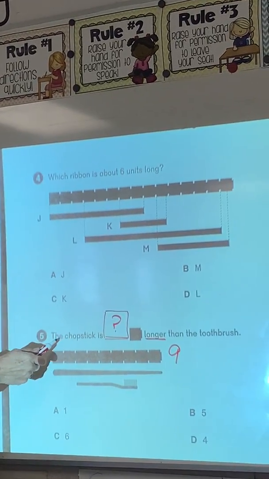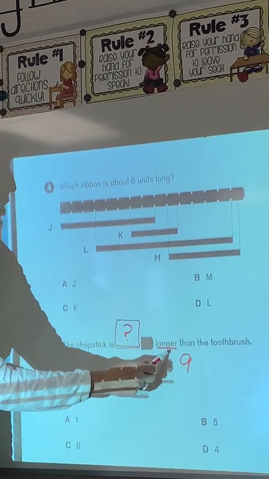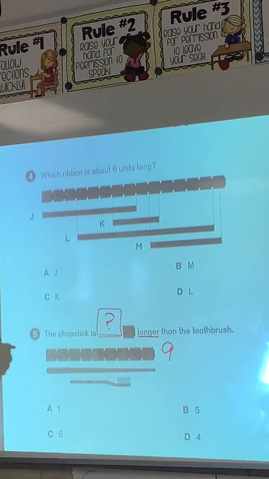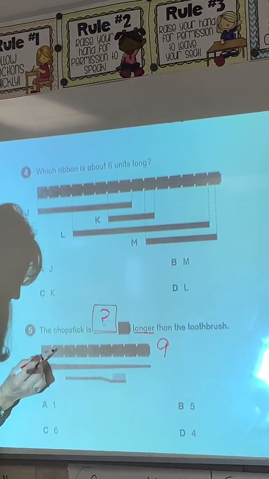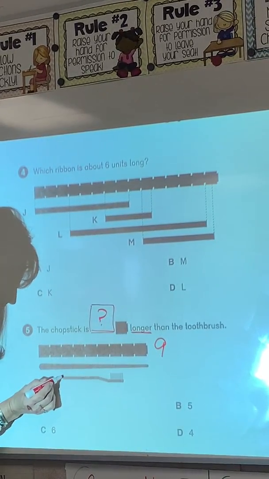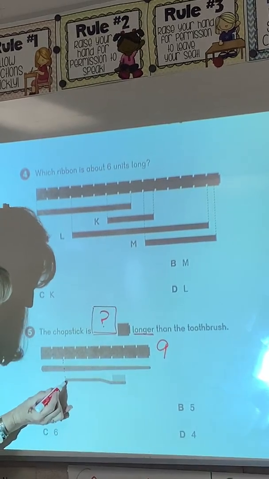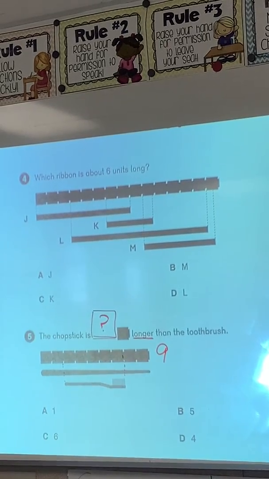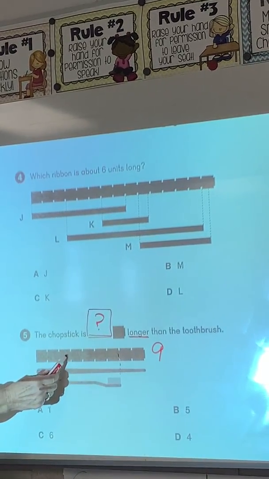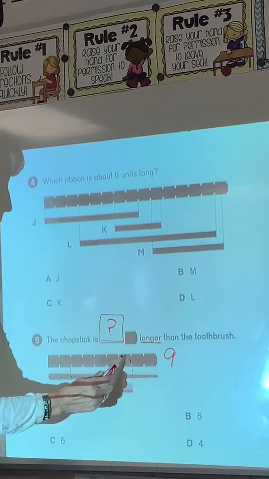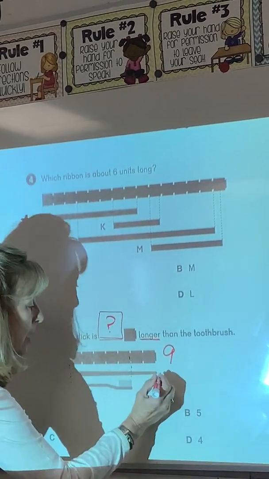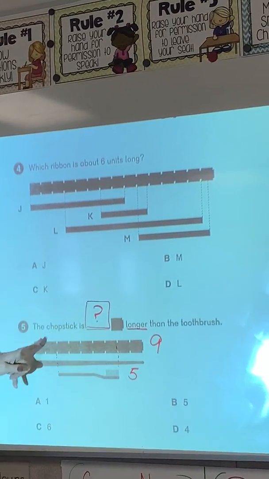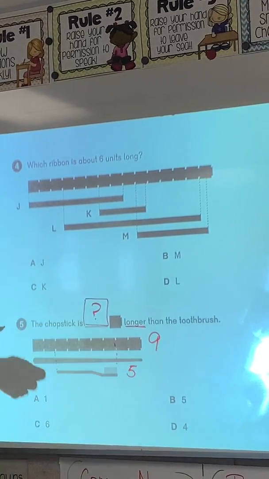Now the question is, the chopstick is how many bricks longer than the toothbrush? So that means we have to measure the toothbrush now. Let's see how we're going to do that. I think because it's not lined up end to end, we need to draw a little imaginary line from one end and then the other to see exactly how many units there are. So let's count these together. 1, 2, 3, 4, 5. It's 5 units. So now we know the toothbrush is 5 of these little bricks and the chopstick is 9.